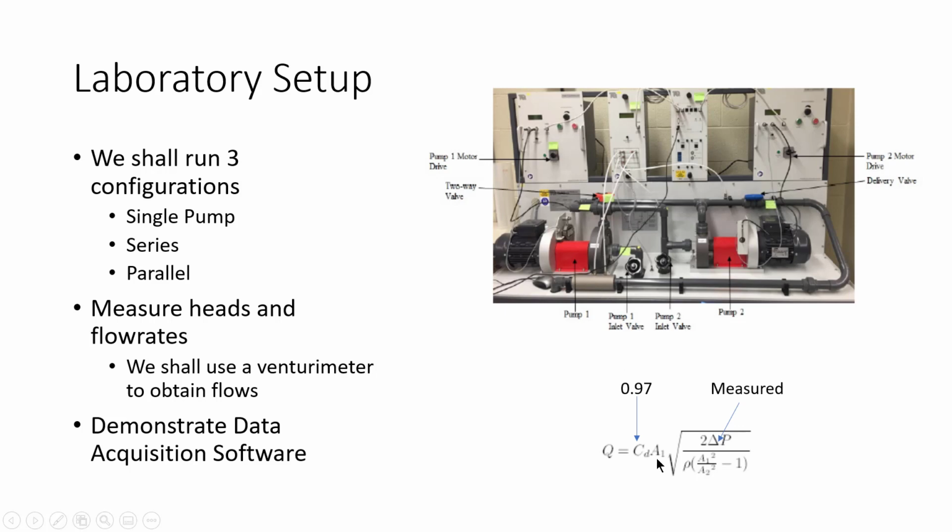CD is the discharge coefficient, and for A1 and A2, you're given the pipe diameters in your handout. So you use that to get your A1 and A2, and the density of water, for which you need to know the temperature. And then this delta P, which is the change in the pressure across the Venturi meter, these two lines here, is measured again from the digital readout that we have. So you measure delta P, and you know everything else, and that's the way you calculate flow.